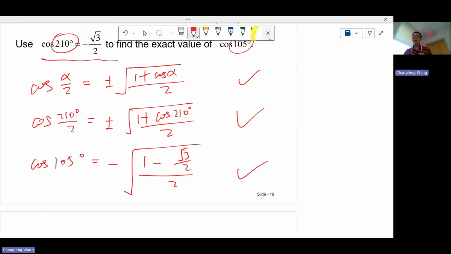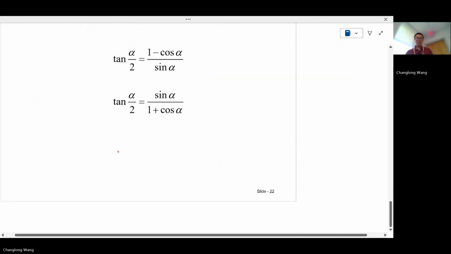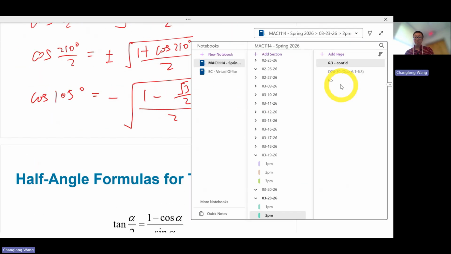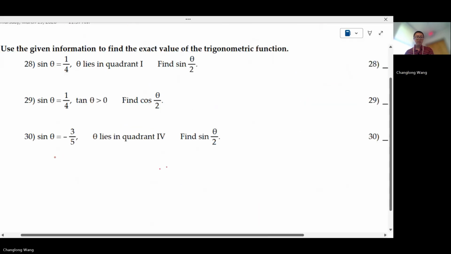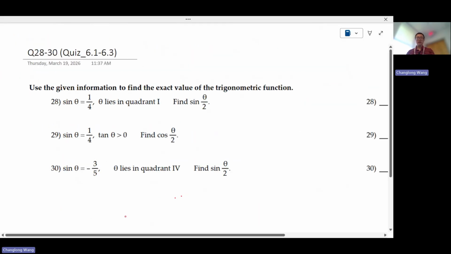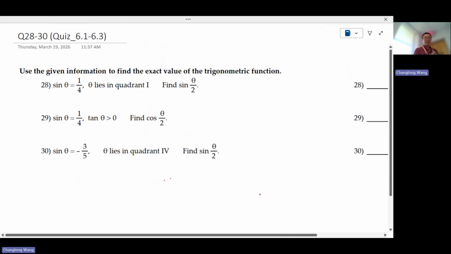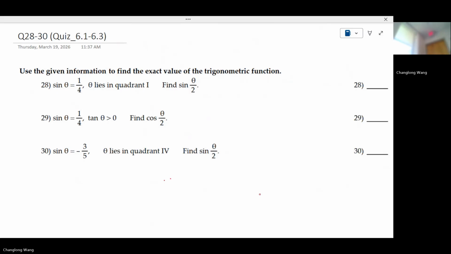But sometimes when it comes to the sign, it might be a bit trickier than what you see here. In this case, everyone can figure out the negative sign because it's in the second quadrant, so cosine has to be negative. Let's see one of the quiz questions. I'm not going to walk you through it, since you're going to do the quiz on your own, but take a look at 29. They're telling you sine theta is 1/4 and tangent theta is positive. So you need to figure out cosine of half of theta. Hopefully you see that this is just yelling at you, please use the half angle.